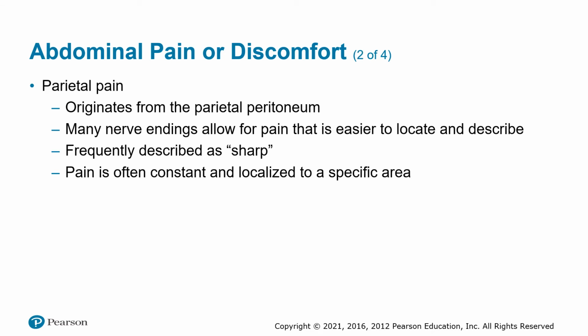Parietal pain originates from the parietal peritoneum itself. Remember, it's that sac that covers all of the organs in the abdomen. It has a lot of nerve endings that allow for pain, and it may be easier to locate and describe. It is frequently described as sharp, and the pain is constant and typically localized to a specific area.